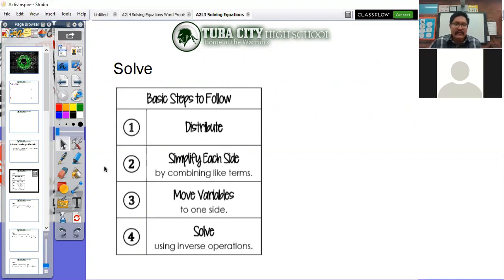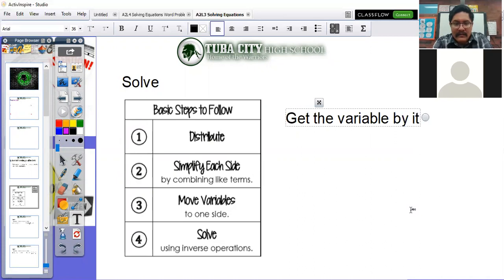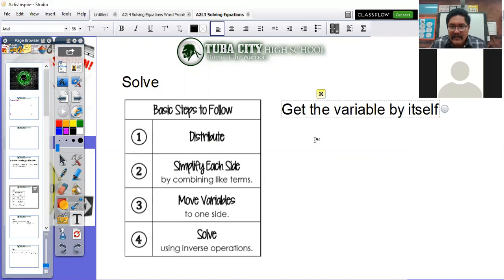So when solving equations, solving is a little bit different than anything else. The goal of solving is to get the variable by itself. And this is different than evaluating. In evaluating, you're just basically trying to simplify an expression. Solving requires an equation, so you have to have an equal sign in there. So there is a little bit of a difference between solving and simplifying or evaluating.